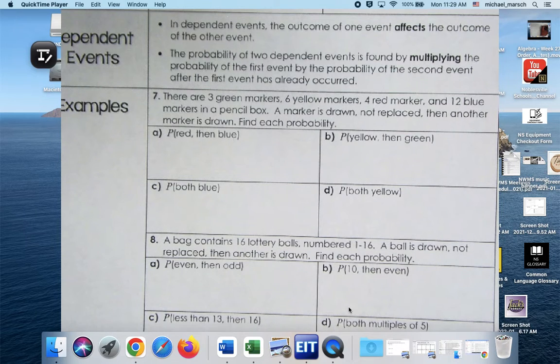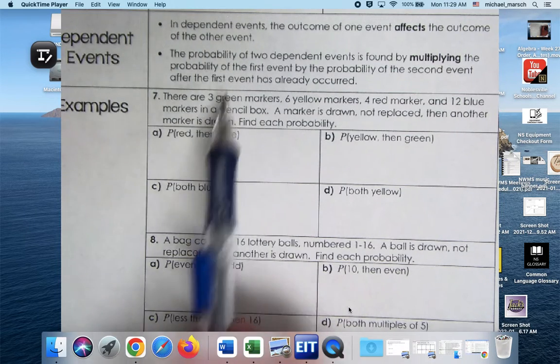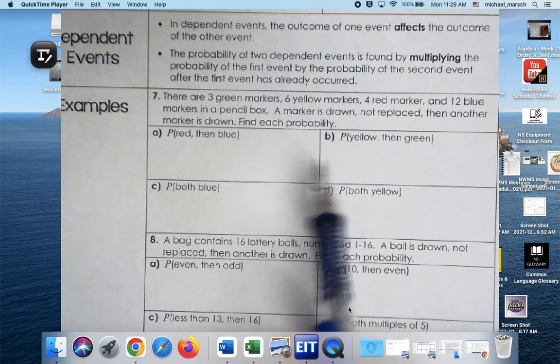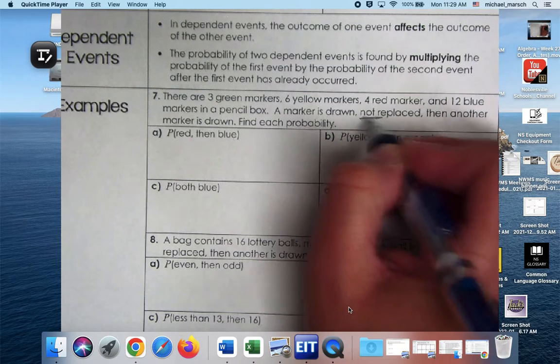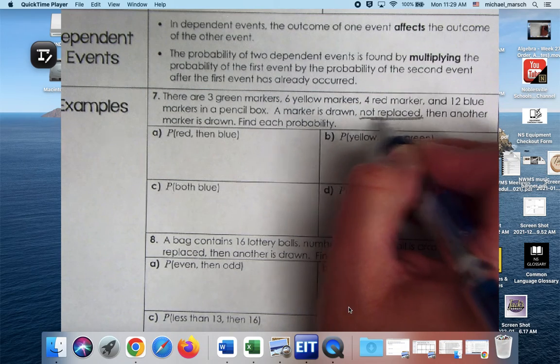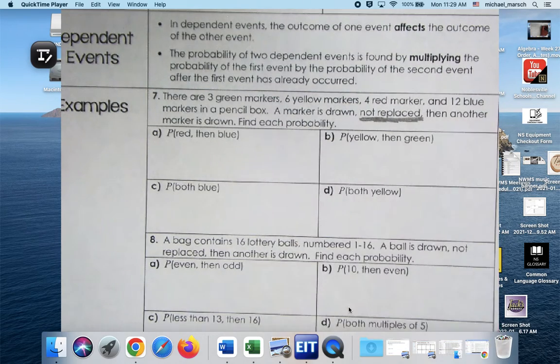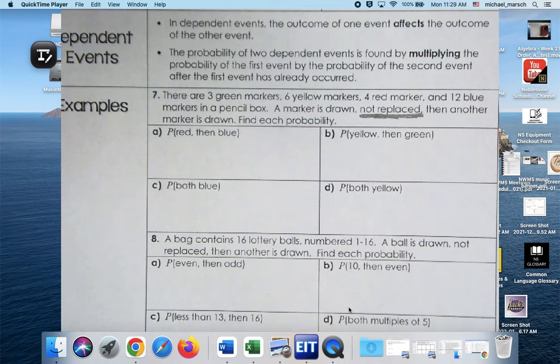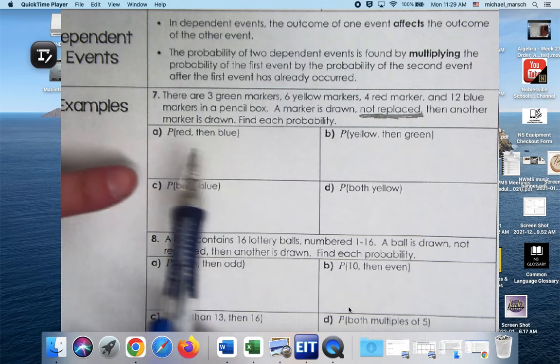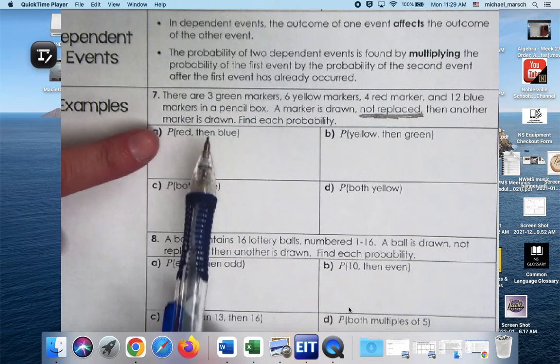A little bit. Okay, so our first example has markers in a pencil box. A marker is drawn, not replaced. Underline where it says not replaced. Or highlight it. You guys have highlighter options, right? Right, Brody? Mm-hmm. All right, so we're going to figure out what's the probability of picking out a red marker and then a blue.